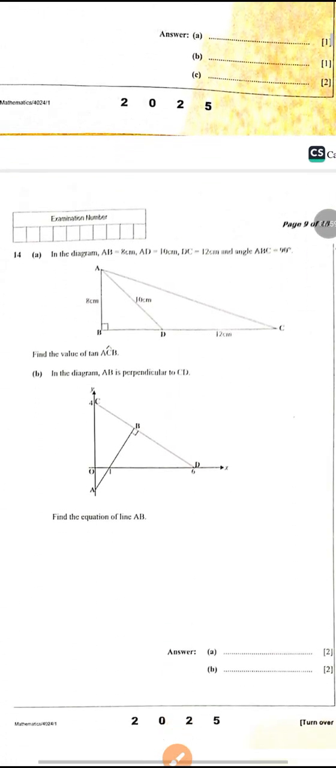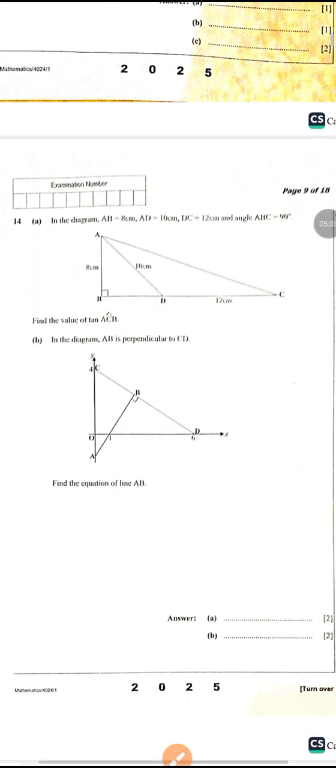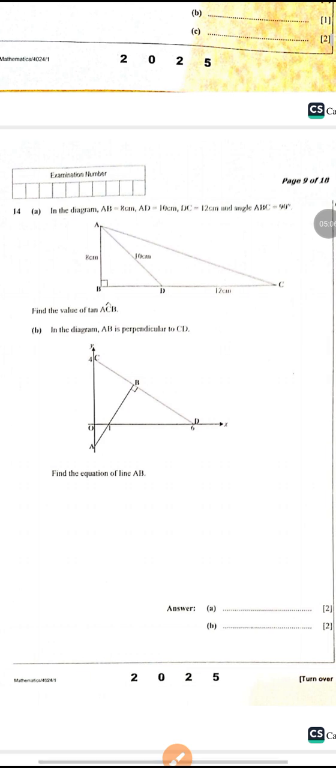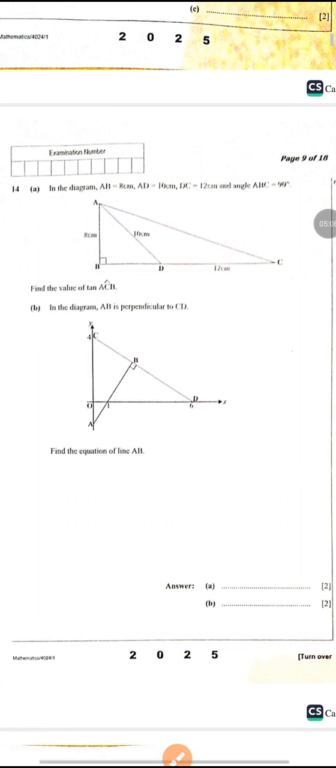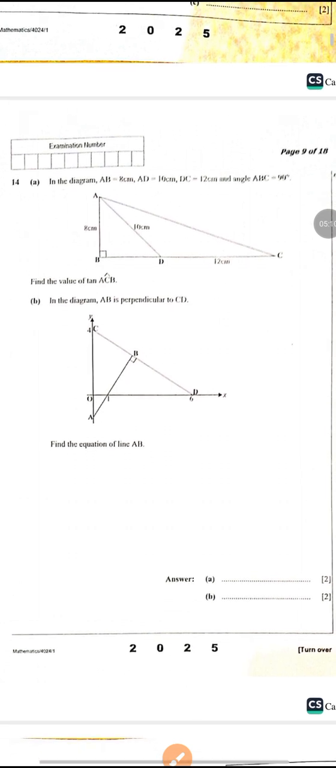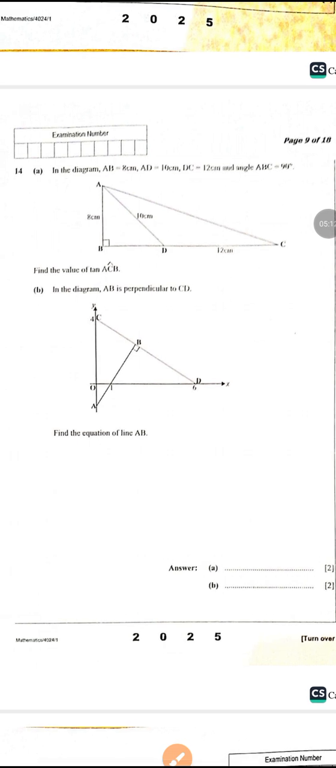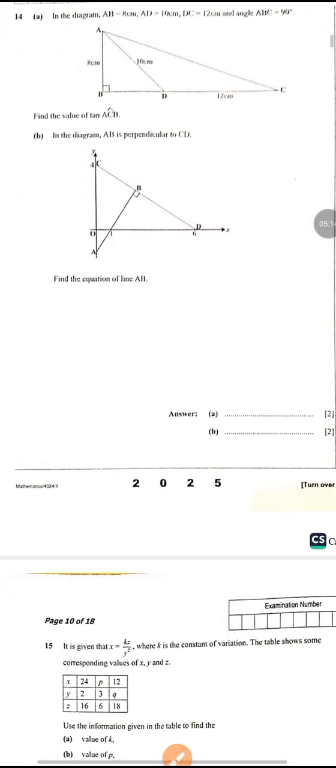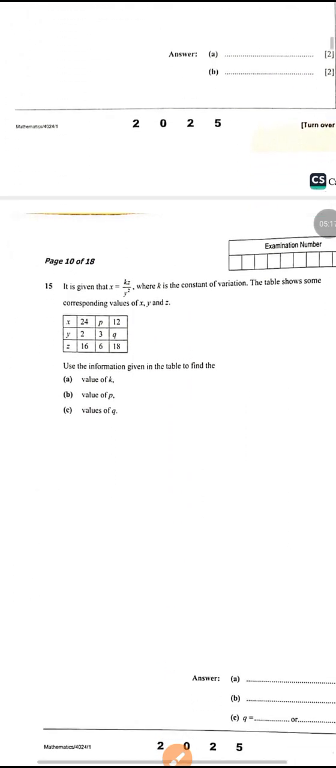We're having question 14, where we are asked to measure, where we are having trigonometry, paper 1 trigonometry, and these questions are very simple. Please make sure you get this paper and try it by yourself. Try it and see if you can actually get it.